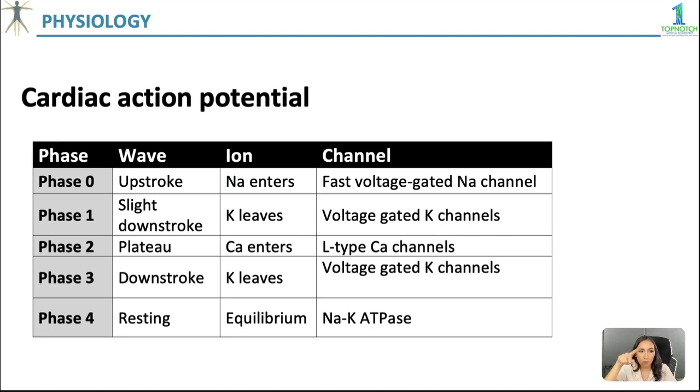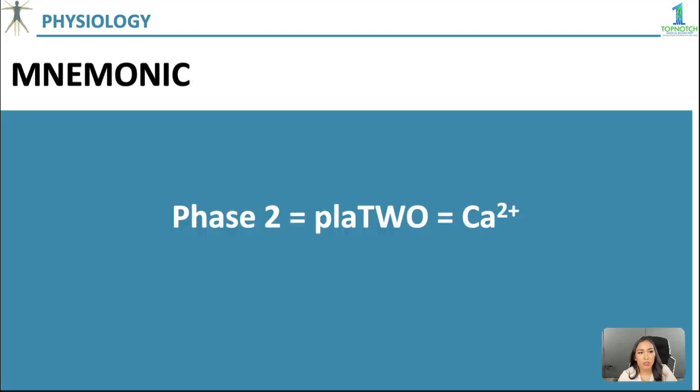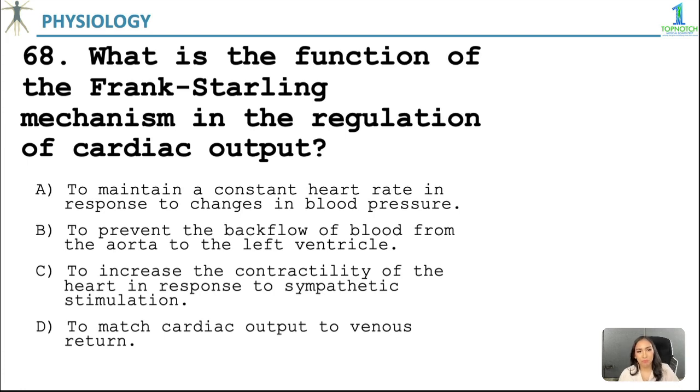And then phase 3, pababa na because K is leaving through voltage-gated potassium channels. Phase 4, nandun na siya sa back to normal, resting. Meron ng equilibrium established by the Na-K ATPase. So how do you remember all this? The best thing is to remember phase 2, Plat2, calcium 2+. Okay, classic mnemonic. Let's go to 68.